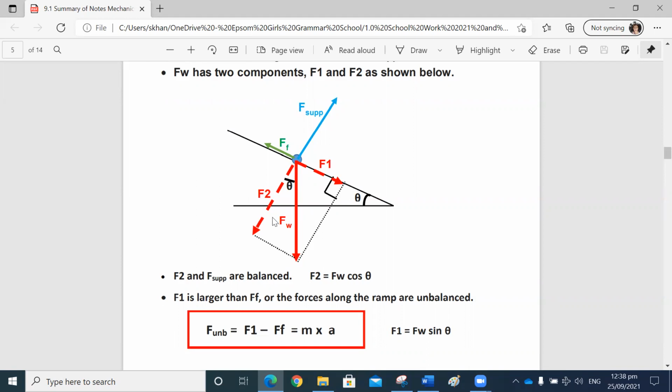Once we've calculated F1 and F2, F2 and the support force will always be balanced, because the object will not be bobbing up and down. And in this case, we were told that this object is accelerating downwards. So that means over here, F1 comes out to be greater. Friction force is upward. So the unbalanced force will be F1 minus FF. That's the unbalanced force, and the unbalanced force produces an acceleration, and that will be mass times acceleration.